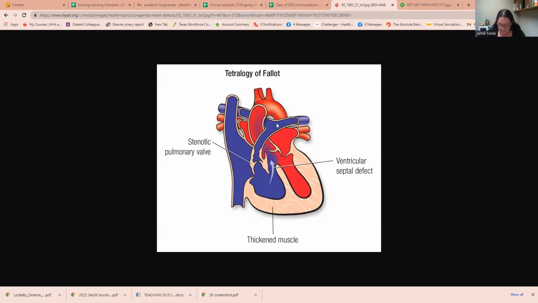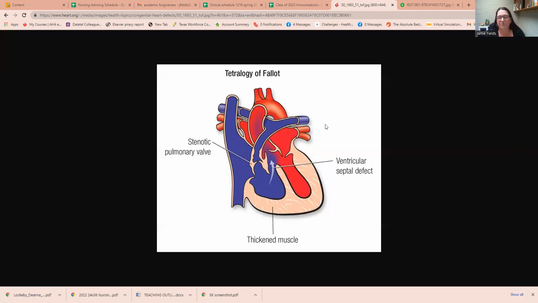Surgical management: the preference is to completely repair this. They want to completely repair this defect, have the aorta coming out of the ventricle, repair this defect, and open this valve up. And the preference is to do that in the first year of life. If they are not able to tolerate that primary repair right away, they actually can try to shunt some of the blood back over into the pulmonary circulation to improve pulmonary blood flow and O2 sats.